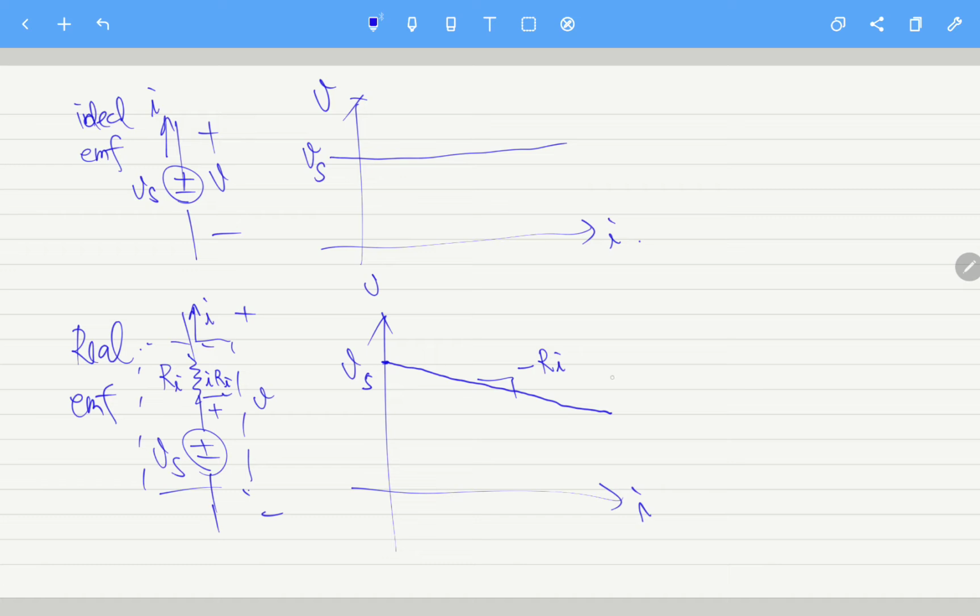Because this line is actually V equals Vs minus Ri times I. Okay, so in high school you should have learned analytic geometry. So this is the y-intercept, this is the slope. This is the slope. Okay, so this is the difference between the ideal EMF and the real EMF.